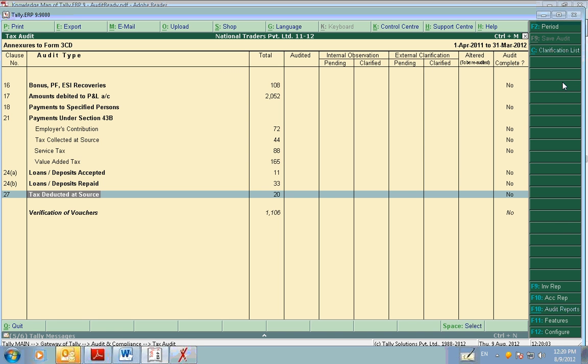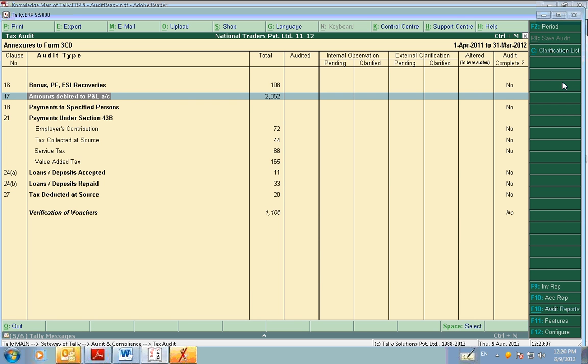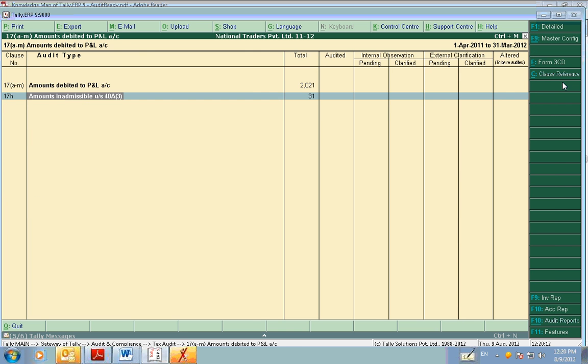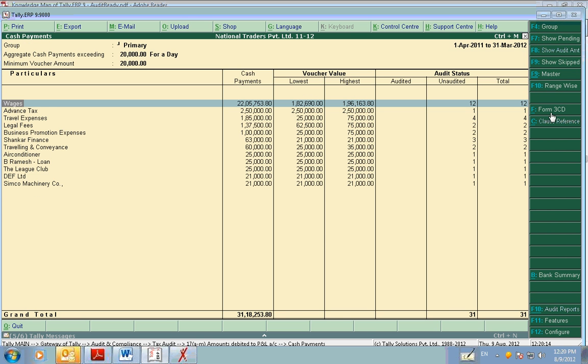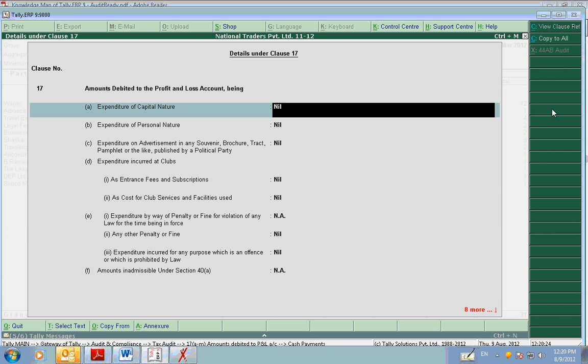So if I just drill down to these amounts debited to the P&L account and I'm just checking those transactions which are inadmissible, more than 20,000, you can link a clause here, and from here, the explanation, the entire history for this particular amount, we have to give through the form 3CD. So if you check here, clause number 17, amounts debited to the profit and loss account being expenditure of capital nature. Right, here you have to give the clarity on this.